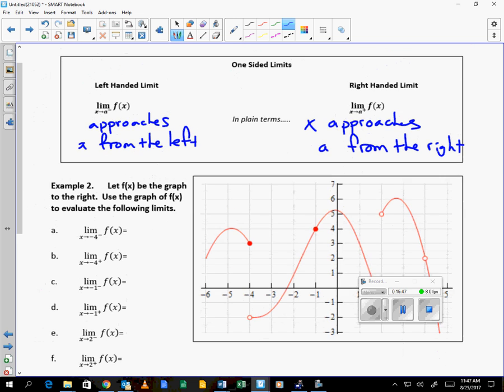So in order to talk more about limits, we have to talk about one-sided limits and determine whether they exist or not. And we use some special notation. Note this symbol right here: there's a negative sign above the a value. That means that we're going to approach from the left. If you see the plus sign above it, that means you're going to approach from the right. So we call these one-sided limits. In this situation, it approaches a from the left, and in this situation, it approaches a from the right.